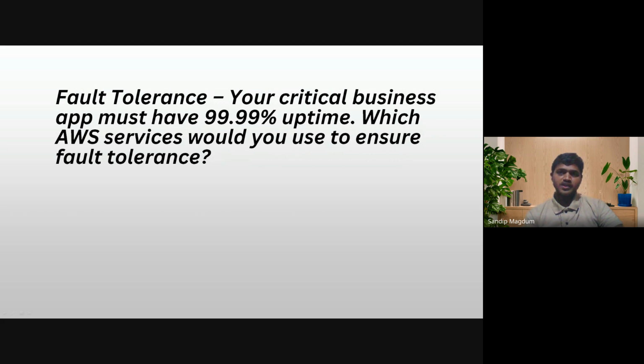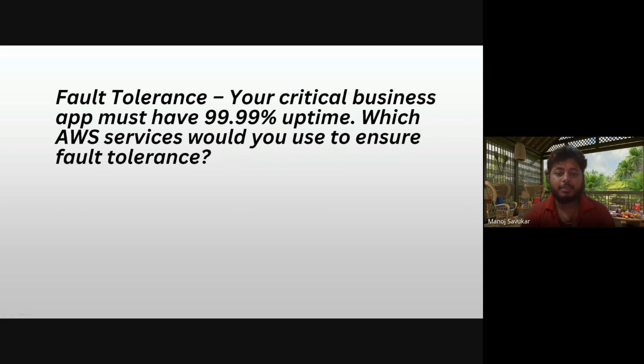So to achieve the 99.99% uptime, I design the architecture with multiple availability zones and a multiple region architecture with Route 53 failover, or using the application load balancer for traffic distribution and auto scaling of the EC2 or EKS instances. That's like that we can achieve the 99.99% uptime.